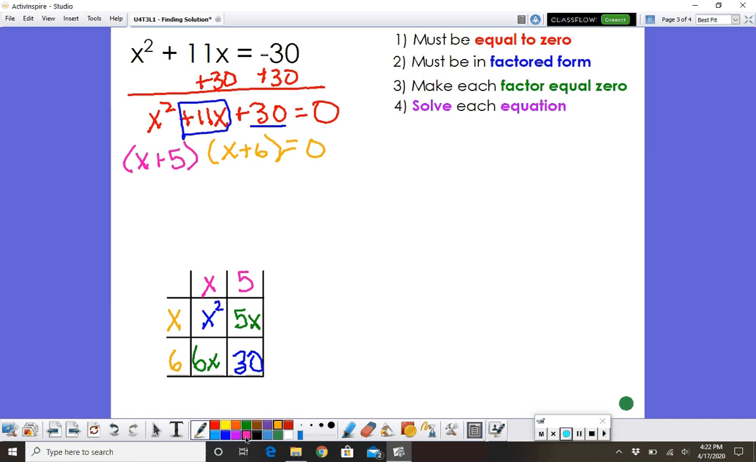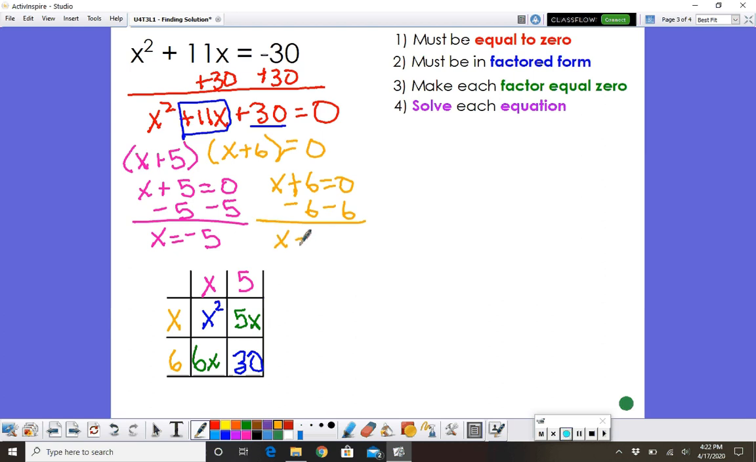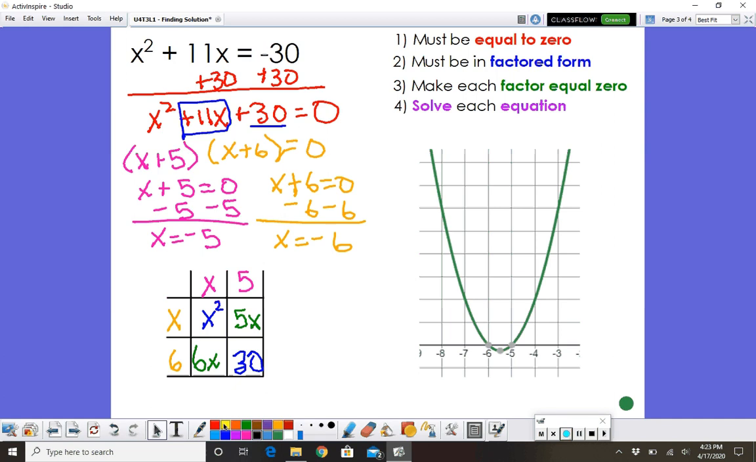Remember, set each factor equal to 0, and then solve. So x could be negative 5, or we have x plus 6 equals 0, which means that x could also be negative 6. We'll just double check, look at the graph, and we can see these are really close together, but we have our negative 6 right here, and we have our negative 5 right there. Okay, so those are our two solutions.